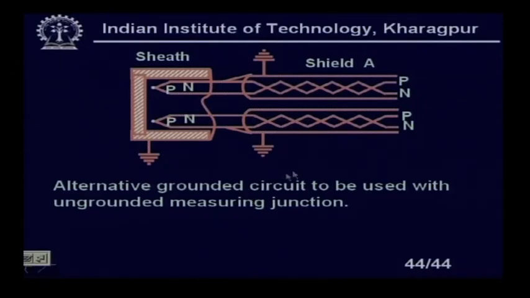So, this is another from a grounding circuit which is used in the ungrounded measuring junction. Now, the thermocouple, you will see that it is extensively used, but it has a problem: it is a non-linear device. Obviously, all the temperature sensors except RTD, you will find, are non-linear.